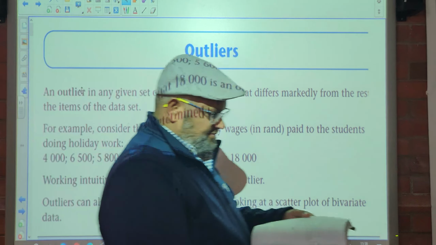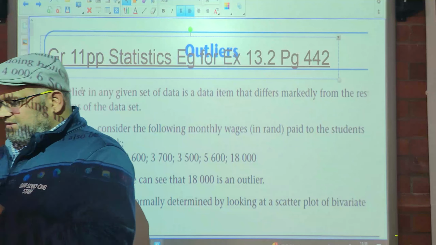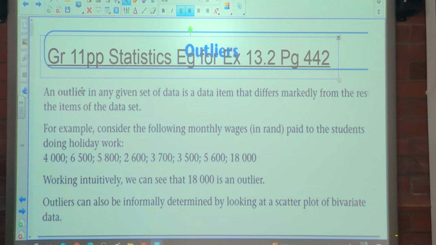Okay, which page are we on? 442. So the next exercise, 442. For homework, I would like you guys to do exercise 13.2. We do the odd numbers. Okay, 13.2, the odd numbers. But we're going to go straight into outliers now.